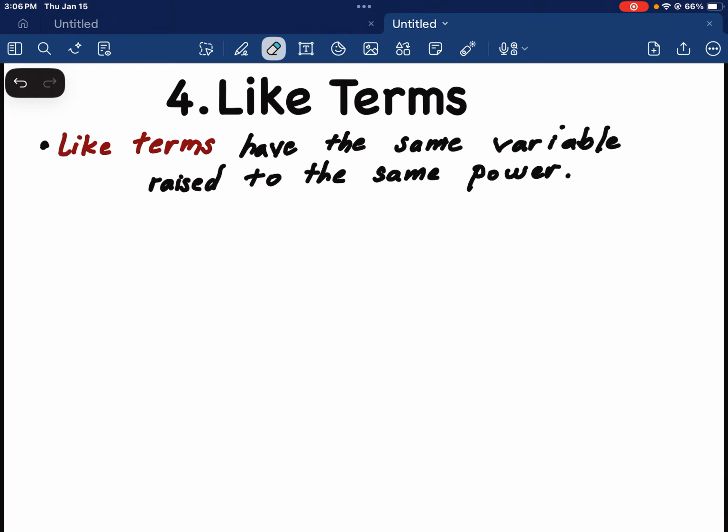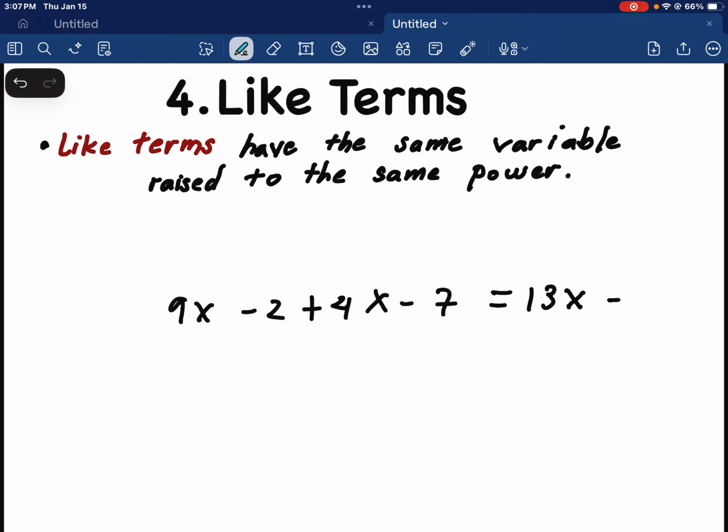Another example is 9x plus 2 plus 4x minus 7. Let's try this one together. So we have 9x plus 4x, that would be 13x. Now we have two constants there. We have negative 2 and negative 7. We can combine them since they are both constants. So negative 2 and negative 7 is negative 9.